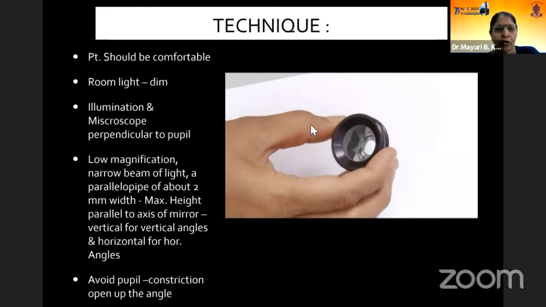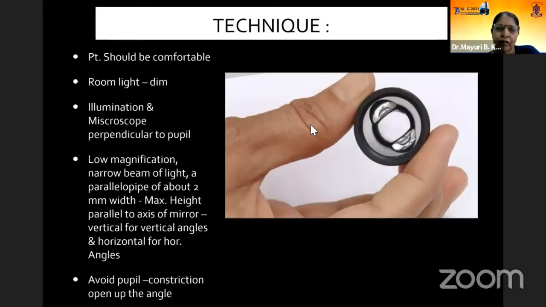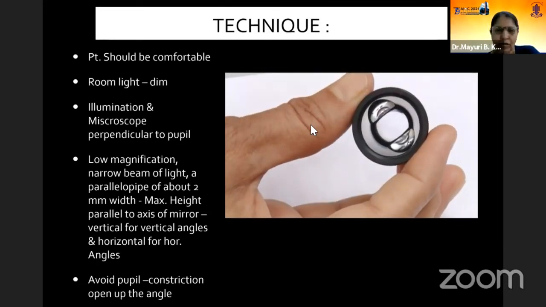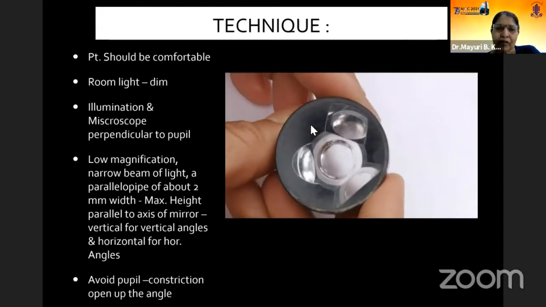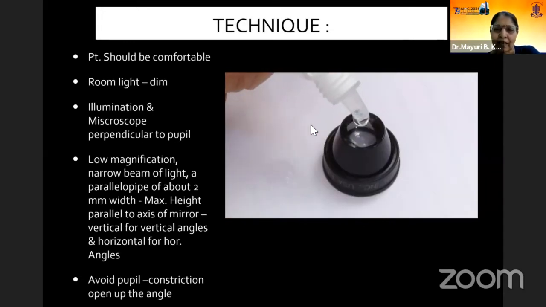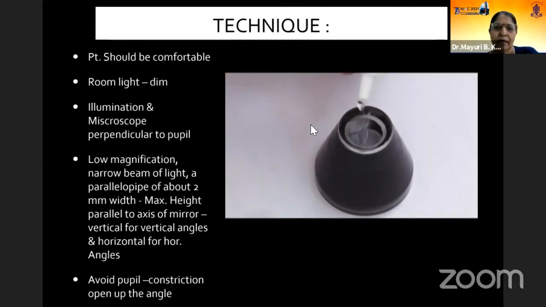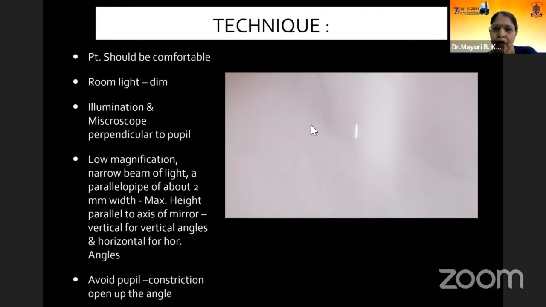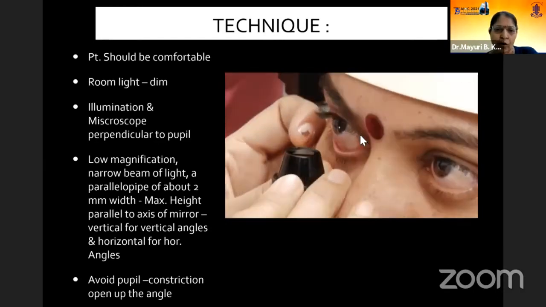Now this is to show you the technique of how to do the gonioscopy. As I understand, a lot of junior doctors are there. The patient should be comfortably seated on the chair, and the room light should be dim. This is very important. The illumination system and microscope are perpendicular to the pupil. Try to use the smaller slit in the beginning and the low magnification.